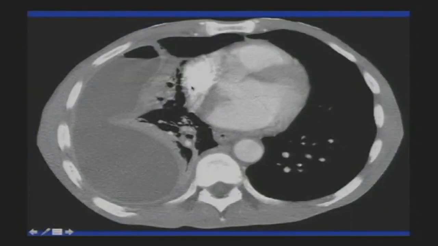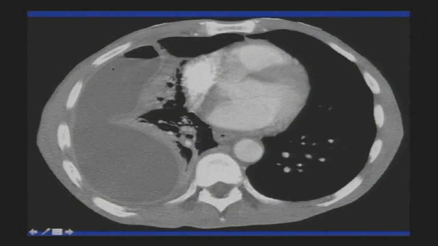Here it is on CT scan. Just to confirm, this looks like pleural fluid. There's lots of pleural thickening. And what does that mean? It means that the effusion is exudative. That's all it means. And it's very specific. If you see pleural thickening, it's almost always exudative.